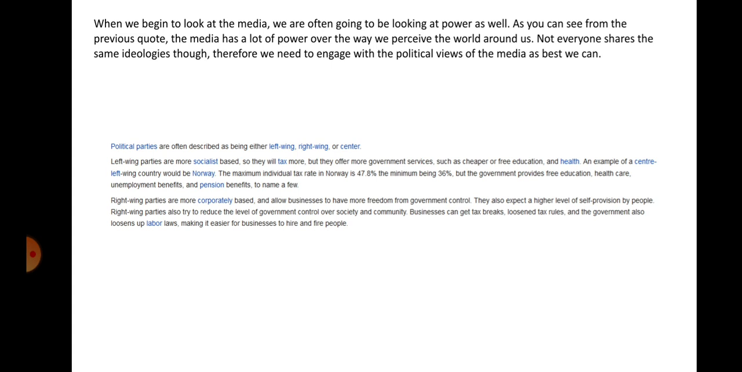So we do need to, at least at a base level, explore a little bit about politics as well. This is what we're going to try and do in the next couple of tasks. I've tried to make it as simple as possible. You've got left wing, right wing, and the centre. This is just taken from Wikipedia, but it boils down what you need to know.